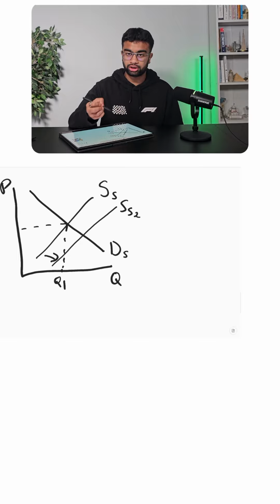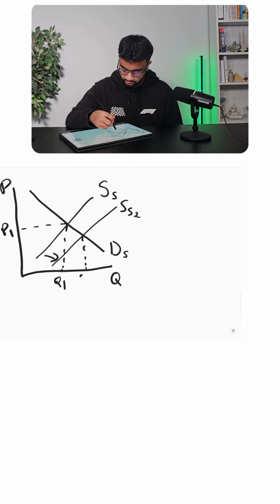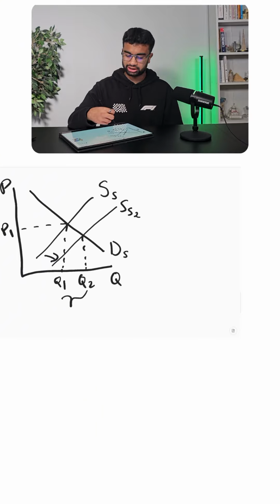So quantity 1 of solar panels and price 1 of solar panels. But now because of the subsidy, the quantity will have increased now by this much, and it's now Q2, and our price we can see is lower at P2, which is lower than P1. So what this means is that consumers can now get solar panels for less, and there are more solar panels being put into the economy, which is what the aim of the government subsidy was. So that is how I answer this question.